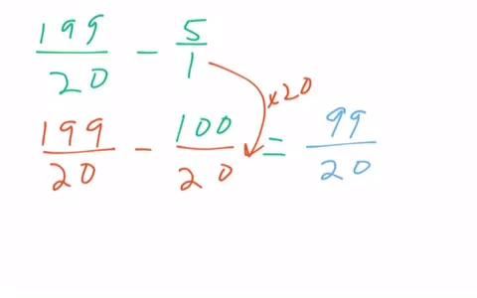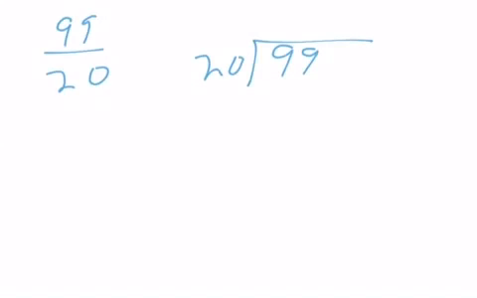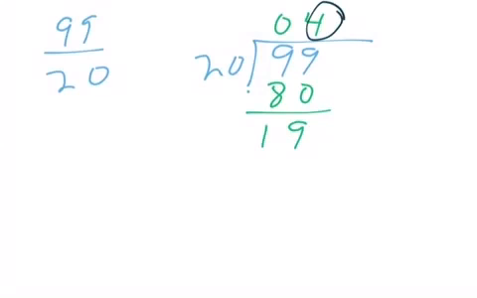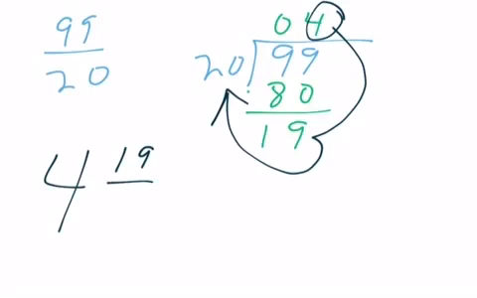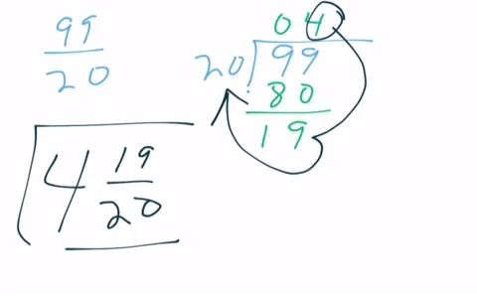And then we need to turn this, finally, into the mixed number to get our answer. So 99/20 right here is 99 divided by 20. So let's do this. 20 does not go into 9. 20 goes into 99 4 times. It's 80. I'm going to get 19. So here's what I have. 4 and 19/20. Final answer. Adding and subtracting rational numbers.